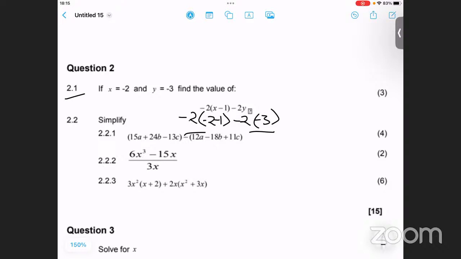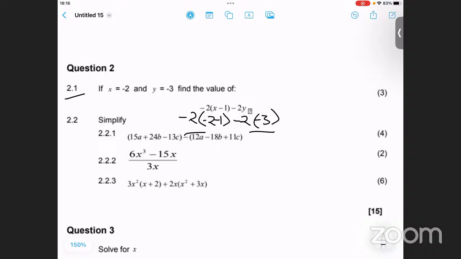Okay, let's move to 2.2.1. And I think this was for Busisiwe. How are we going to simplify this? We're supposed to simplify in brackets 15a plus 24b minus 13c, close the bracket, minus, into bracket, 12a minus 18b plus 11c.